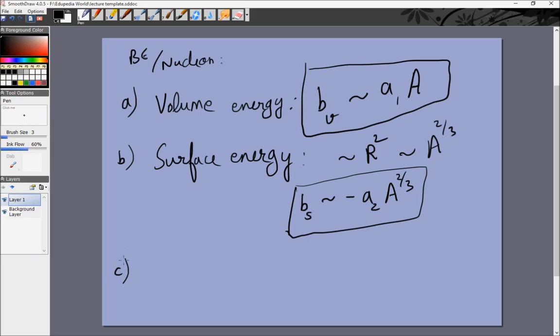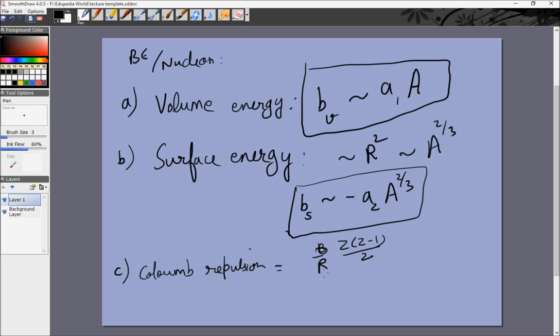Now the third is the Coulomb repulsion, which will again reduce the energy because the protons will try to repel each other and try to break the nucleus apart. And this will be inversely proportional to R, because the Coulomb potential is inversely proportional to R, and it will also be proportional to Z into (Z minus 1) by 2, because there are Z into (Z minus 1) by 2 pairs of protons.